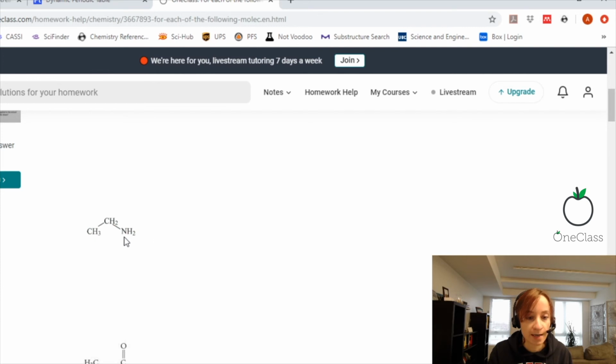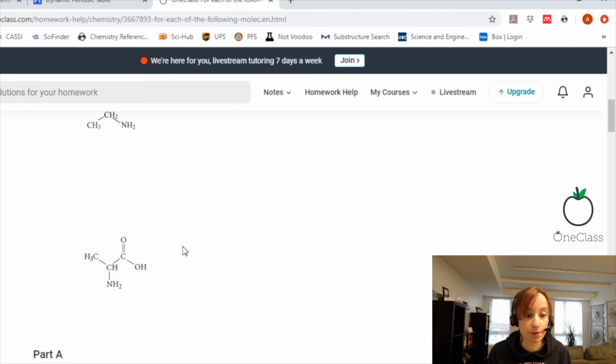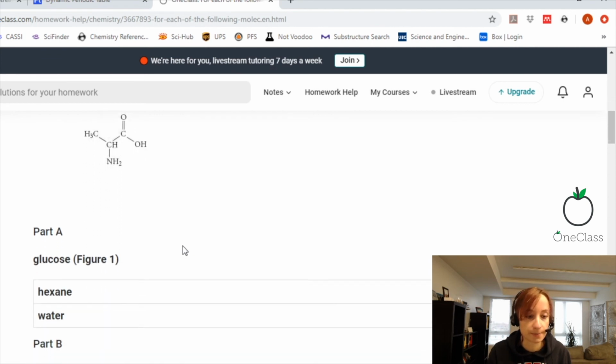Ethylamine here has 2 NH bonds. Even though it has a CH3 and a CH2, which are nonpolar, the NH2 determines its polarity. So that means it is a polar compound, so it will dissolve in water more than it will dissolve in hexanes.